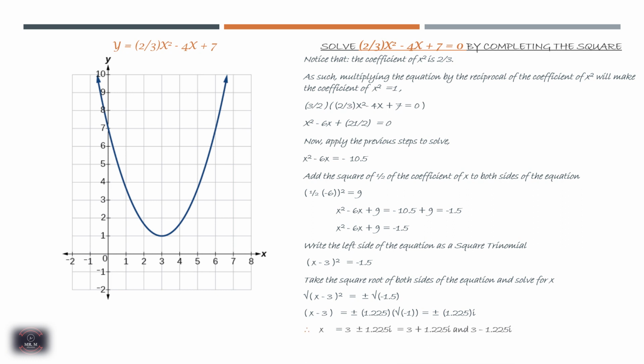Hence, solving for x, you will find x equal to 3 plus or minus 1.225i, which is in fact equal to 3 plus 1.225i and 3 minus 1.225i. Observe that both solutions are not real numbers, but are complex numbers. This agrees with the fact that the graph of the related quadratic function, which you can see on the left, does not intersect the x-axis.